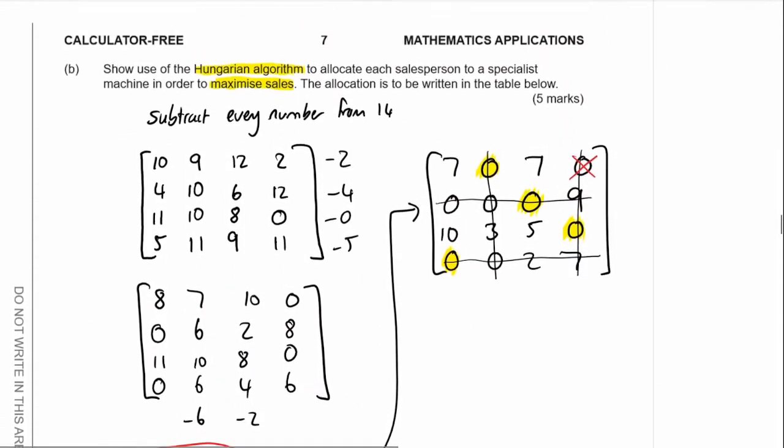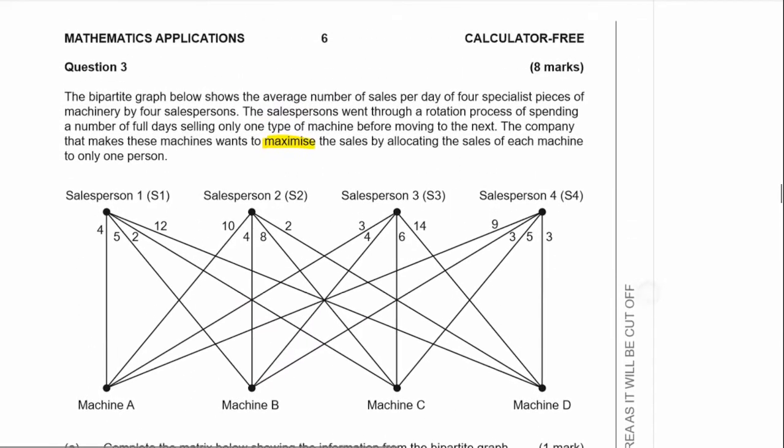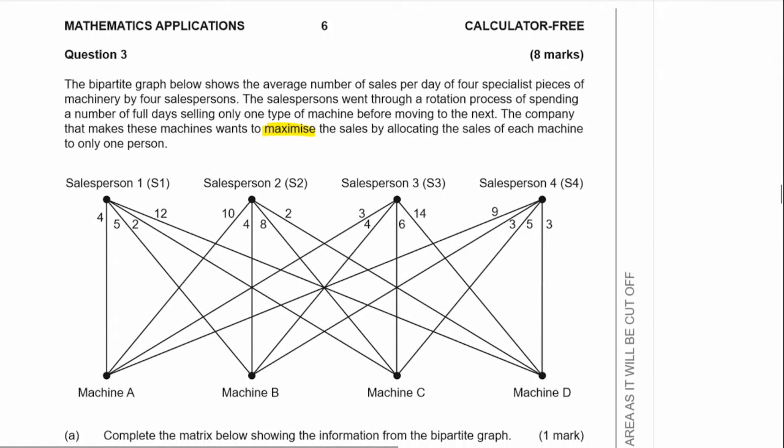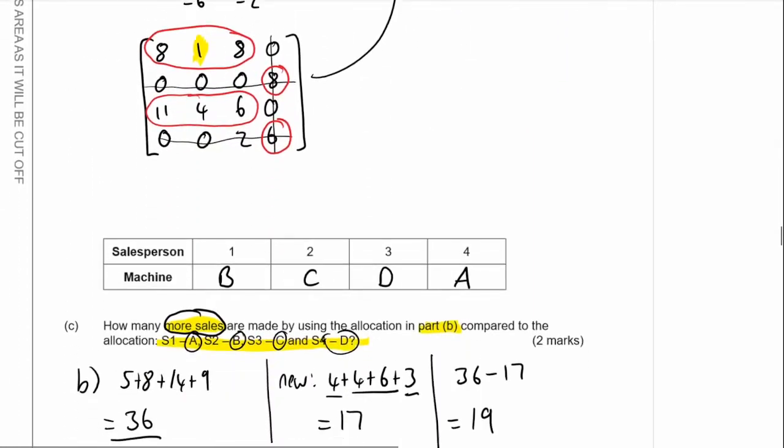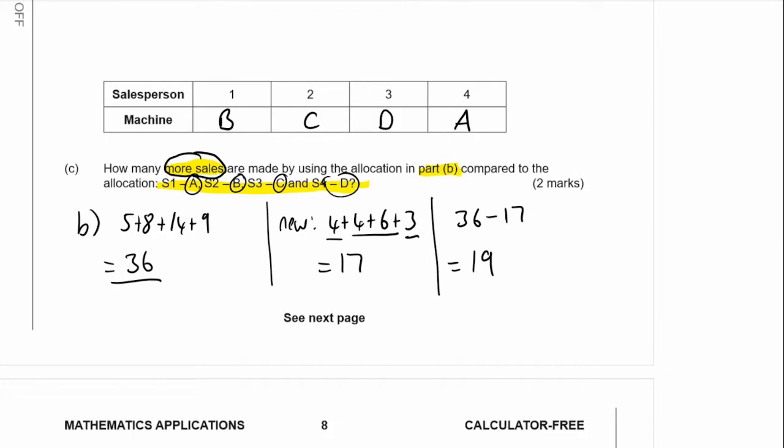Now I'm just going to go and check my units. There's no units in the question. Yep, 19 more sales. Done.